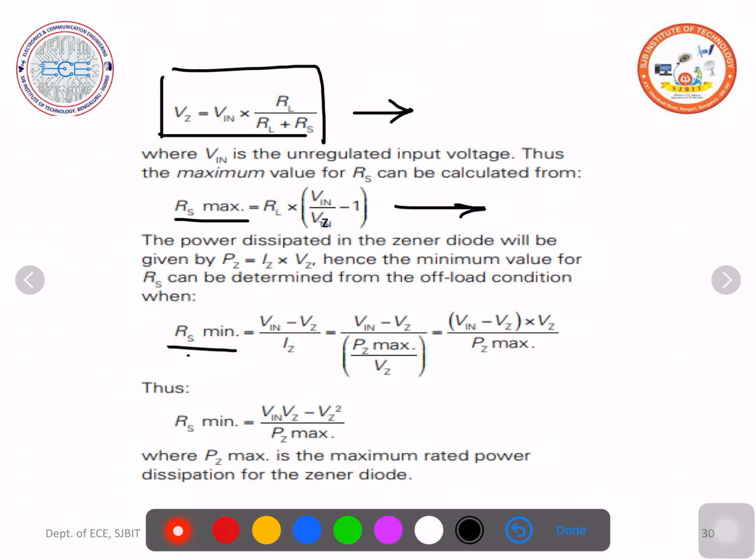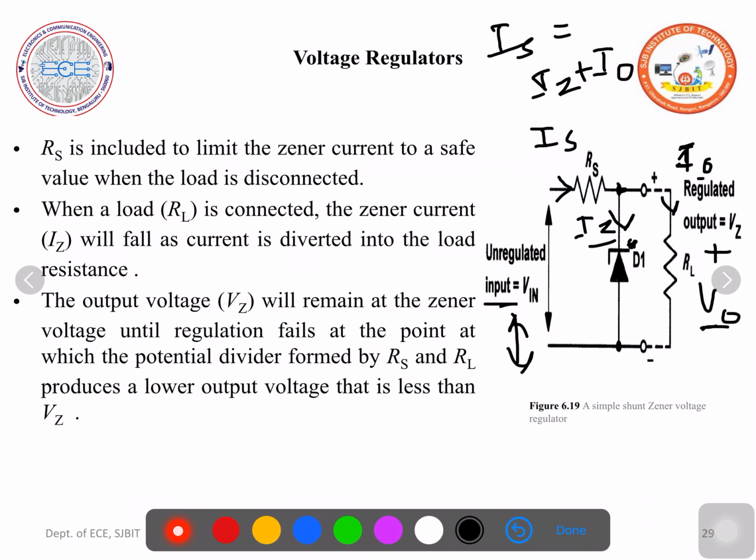To find RS minimum, the minimum value of the RS required in that circuit, let us consider the power dissipation by the Zener diode is equal to Pz. Pz, as you know, is nothing but the product of voltage and current. So Pz is equal to Iz into Vz, where Iz is the current flowing through the Zener diode, and Vz is the voltage across the Zener diode. So RS minimum can be found out when there is no load. Here in this circuit, assume that there is no load, that means there is an open circuit. Now we would like to find out RS minimum.